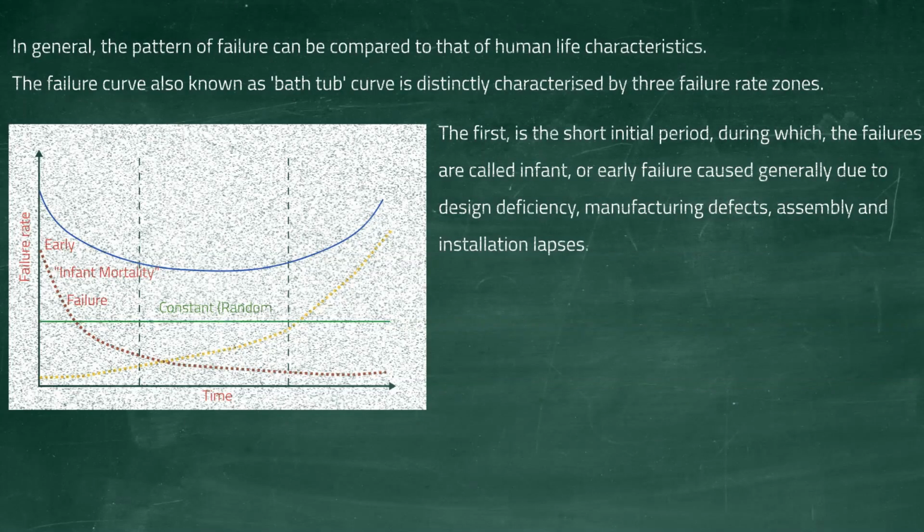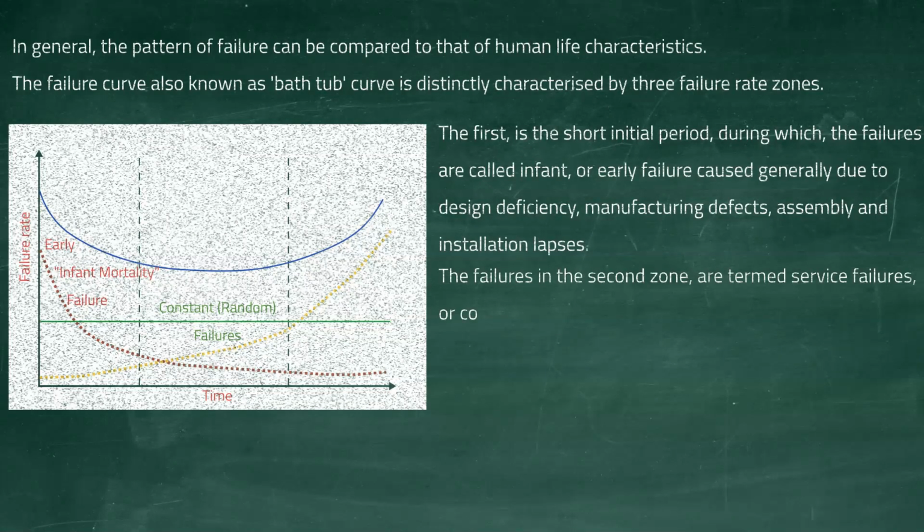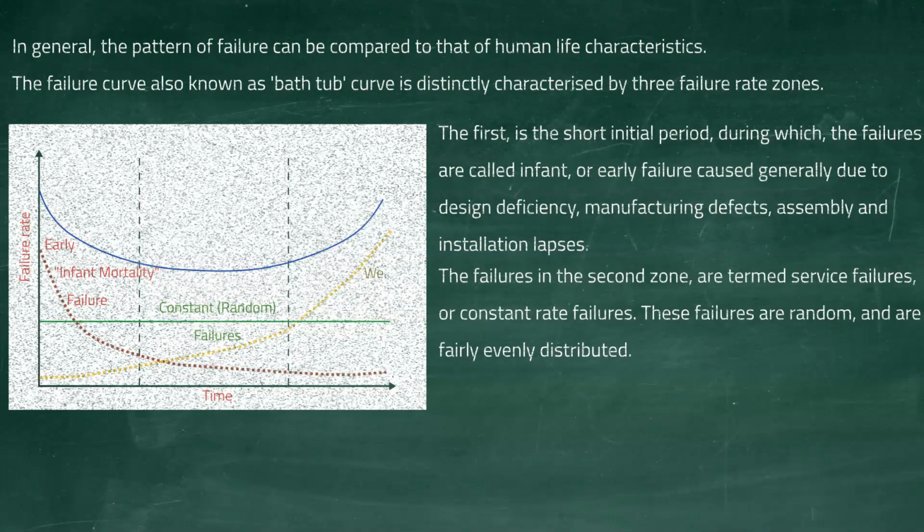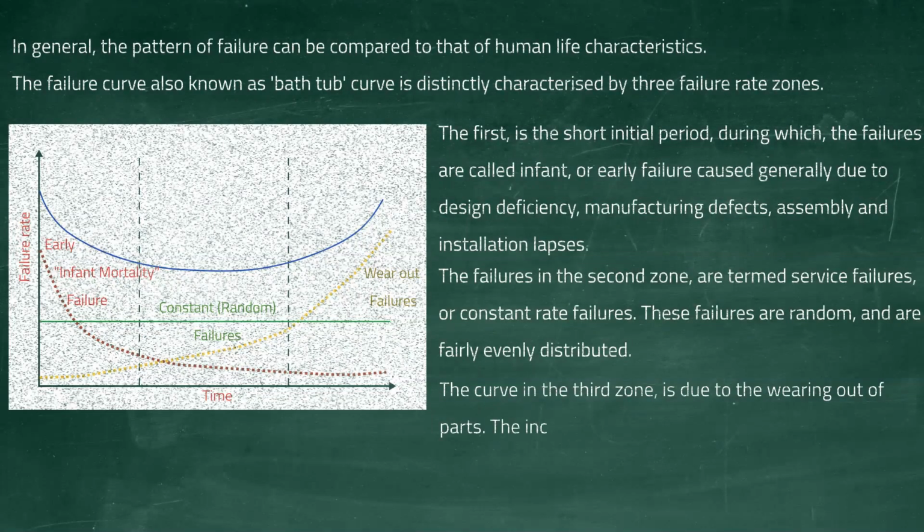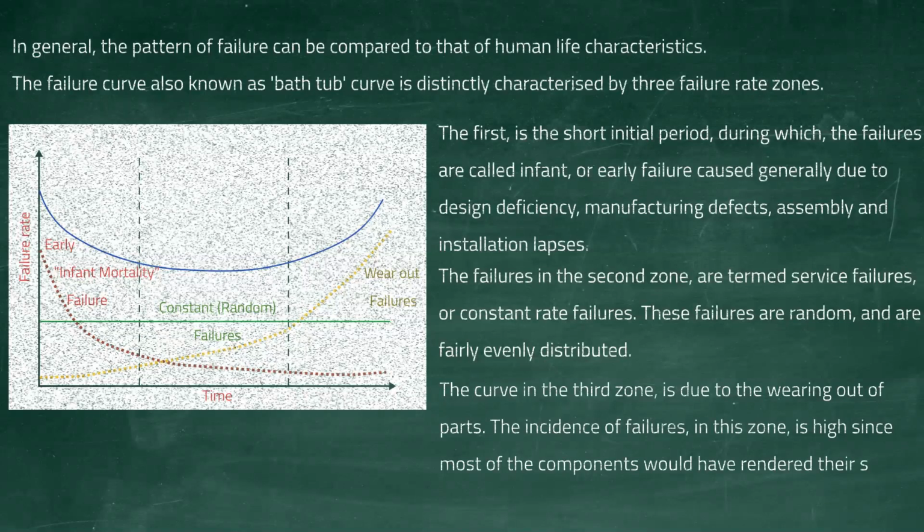Constant or random failures. The failures in the second zone are termed service failures or constant rate failures. These failures are random and are fairly evenly distributed. Wear out failures. The curve in the third zone is due to the wearing out of parts. The incidence of failures in this zone is high since most of the components would have rendered their service life. Thus, for observed failure rate we get bathtub-shaped curve.